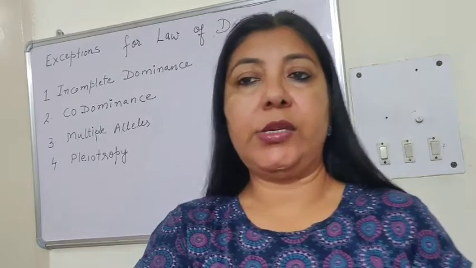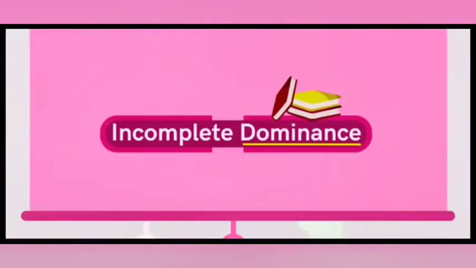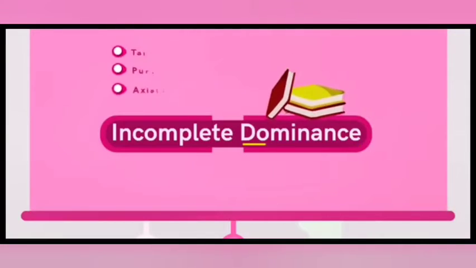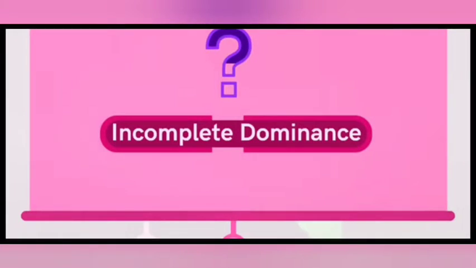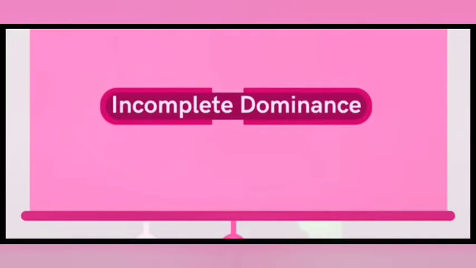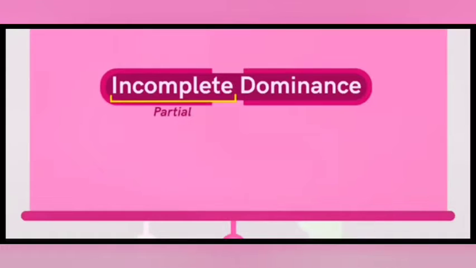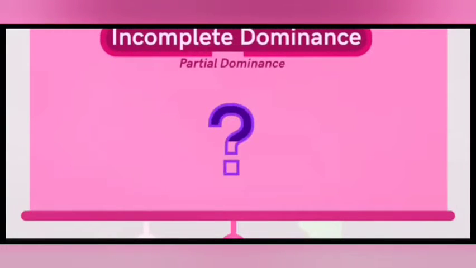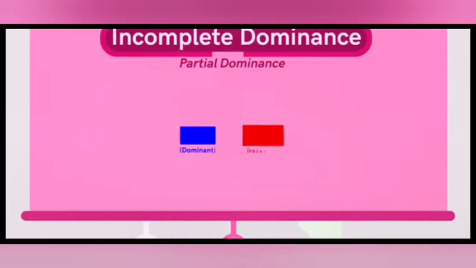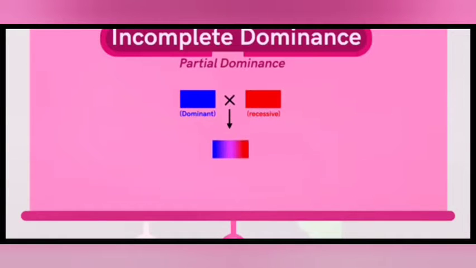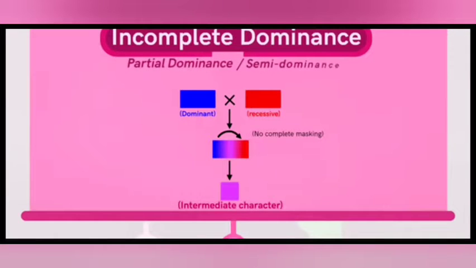Let's see it through animation first. Now let us study about incomplete dominance. Till now we have studied about the concept of dominance. But what is incomplete dominance? Incomplete means partial. So it's a type of partial dominance. What does it mean? Partial dominance means the dominant trait is not able to mask the recessive trait completely in F1 generation. So the F1 hybrids, they show intermediate characters. This type of dominance is also called as semi-dominance.